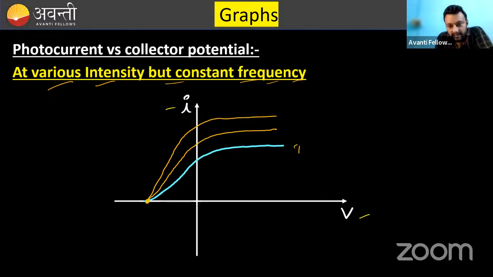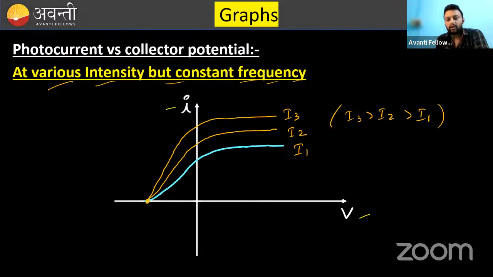Now, let's suppose this is at intensity I1, this is at intensity I2, this is at intensity I3. Out of these three, which intensity is more? Because current is more for I3, the conclusion is I3 is greater than I2 is greater than I1. I3, I2, I1 are the intensities of light. And you can clearly see that saturation current is increasing as we increase the intensity of light. Remember this. One more thing: this point is the stopping potential, and stopping potential is independent of intensity. That is the punchline that I have mentioned earlier. Moving further.